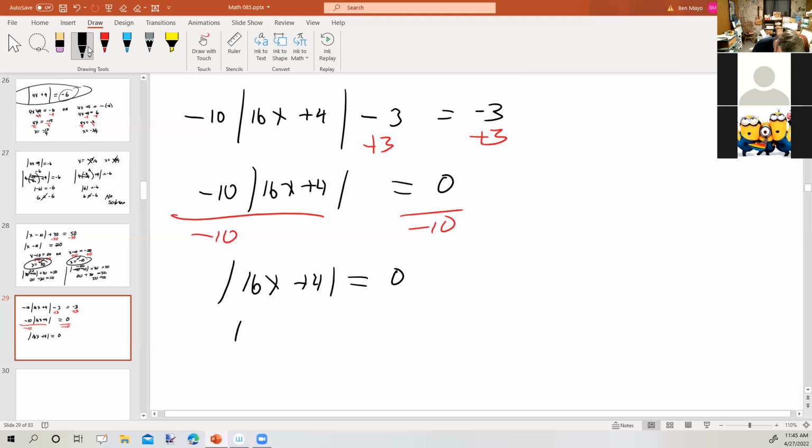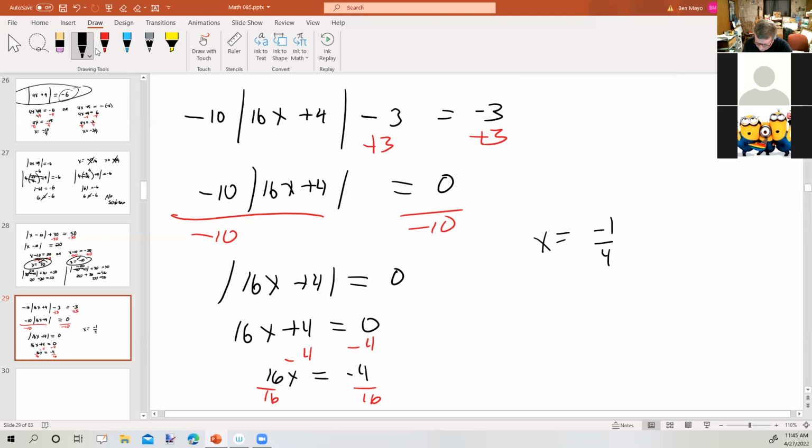So now I've got 16x plus 4 equals 0. And that's it, because 16x plus 4 equals the opposite of 0, and the opposite of 0 is just 0. So the one equation. Subtract 4. Divide by 16. x equals negative 1/4. Let's check it.